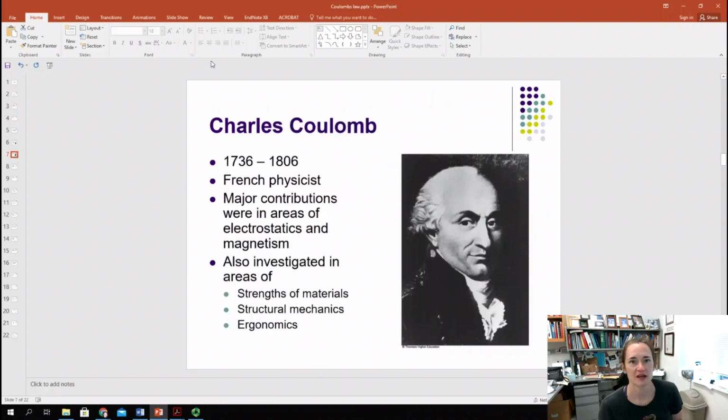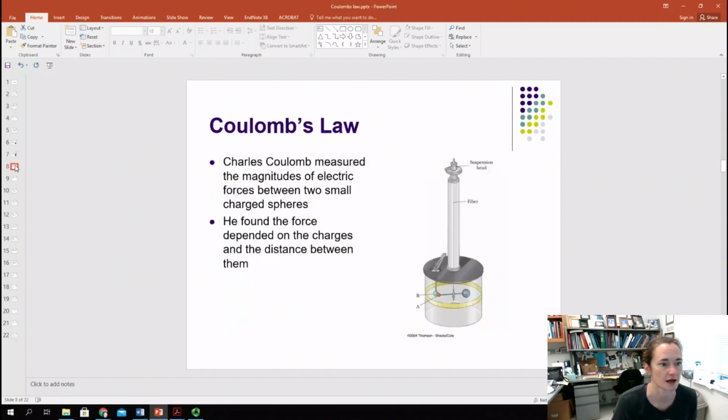So you can blame today's lecture on this man right here, Charles Coulomb. He was a French physicist who lived and worked in mostly the 1700s. His major contributions were in the areas of electrostatics and magnetism, but he also investigated materials, structural mechanics, and ergonomics. So really busy guy.